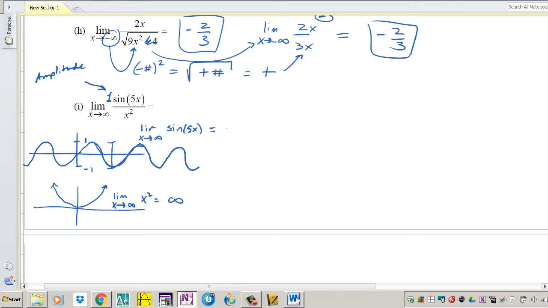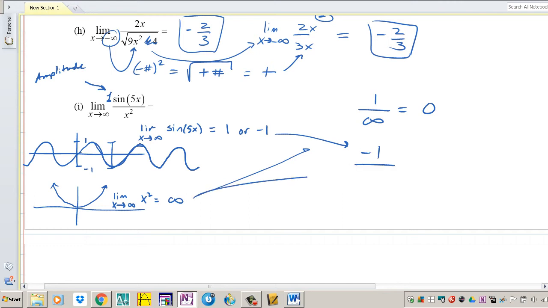So you really have two limits. You have 1 or negative 1. So let's go ahead and put both of them to the test. If I choose the 1 over infinity, what is my limit? 0. If I choose the negative 1 over infinity, what is my limit? Still 0. So this is a bottom heavy because a quadratic will always surpass a trig function. Actually, all polynomials will surpass trig functions because trig functions are bounded by amplitudes.